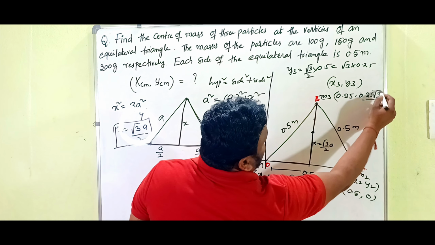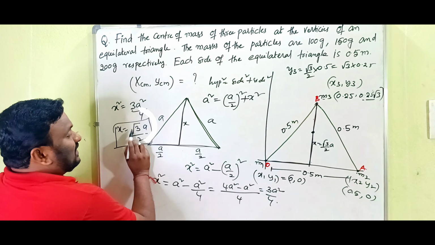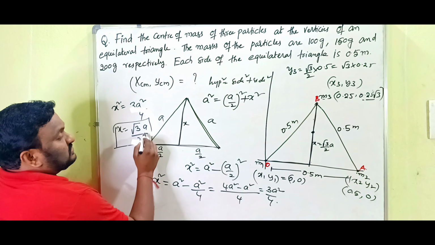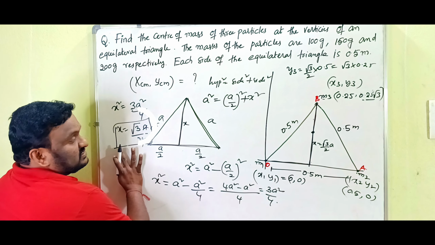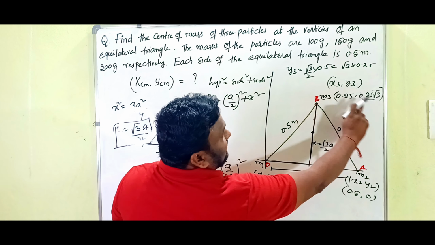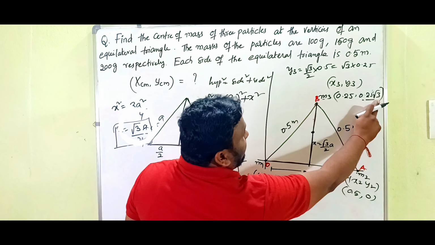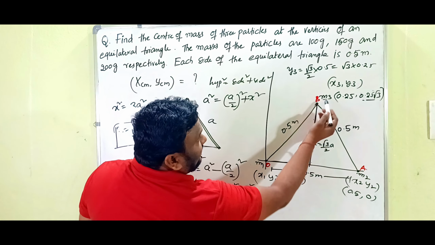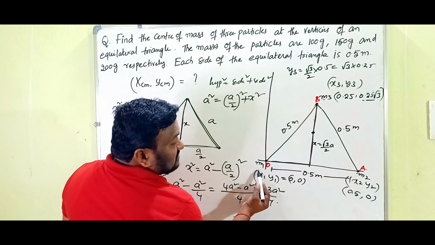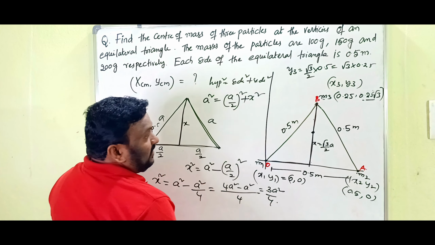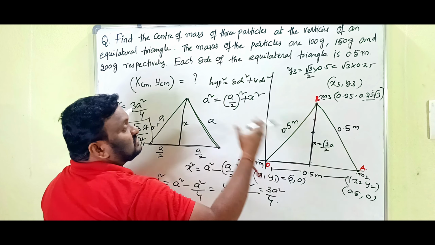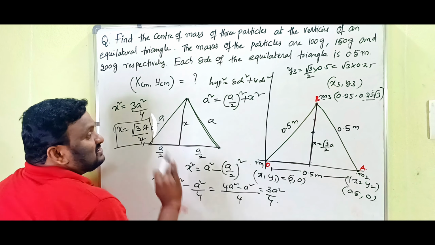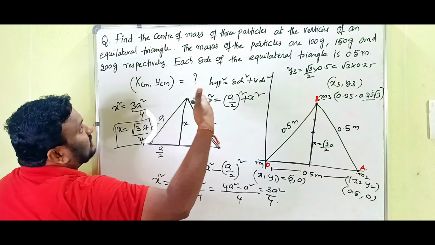0.25 root 3. Clear? Root 3 by 2 into A value is what? 0.5. 2 ones are 0.25, yes. That's what you get. The y3 value is 0.25 root 3. So now we know the x1, y1, x2, y2, x3, y3 values. The m1, m2, m3 values were already given. By substituting all those values in those formulas, we will get the center of mass of that particular triangle. Okay, let's go for that.